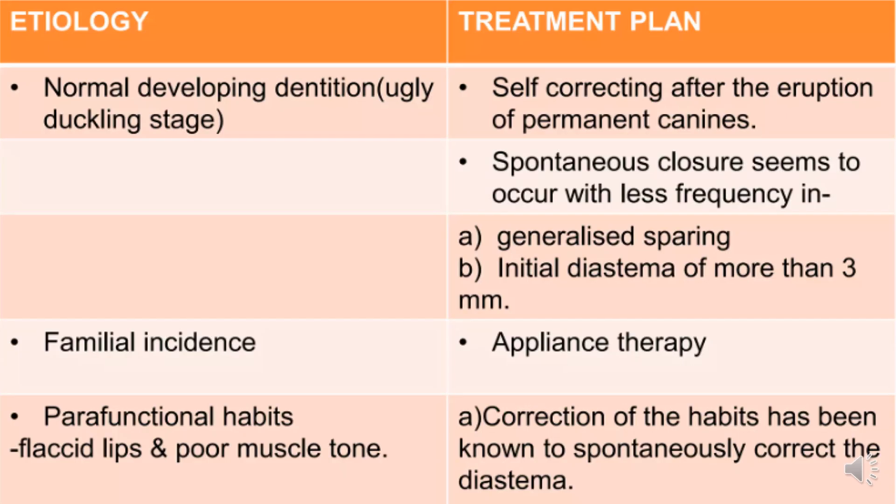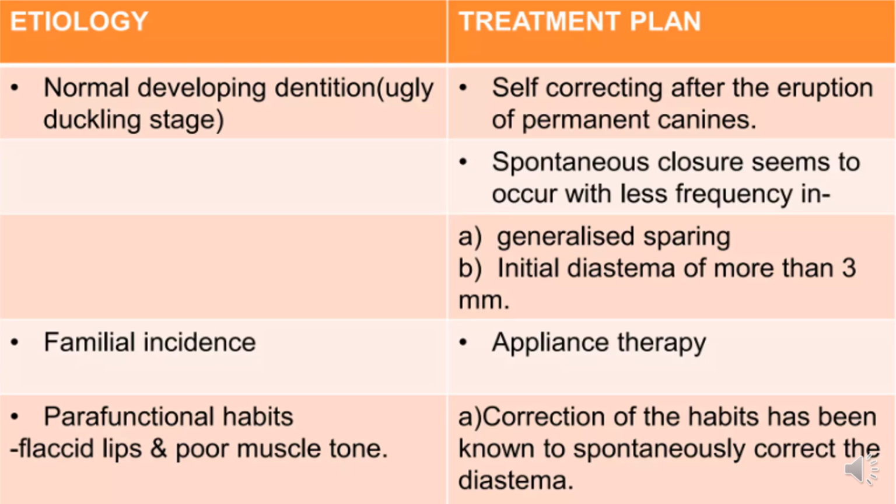Now let's talk about the treatment plan according to the etiology. First being the ugly duckling stage, which is seen in normally developing dentition. It is self-correcting after the eruption of permanent canines. Spontaneous closure seems to occur with less frequency in cases of generalized spacing and initial diastema of more than 3 mm. Familial incidents can be treated by appliance therapy.